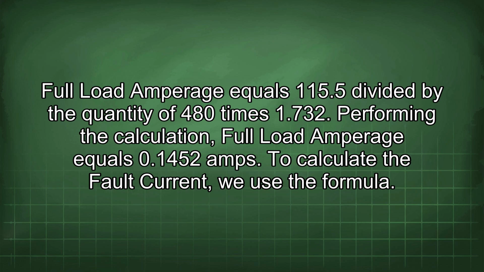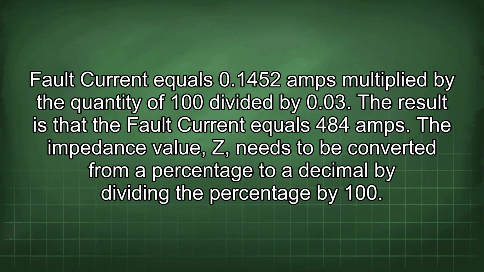To calculate the fault current, we use the formula. Fault current equals 0.1452 amps multiplied by the quantity of 100 divided by 0.3. The result is that the fault current equals 484 amps.